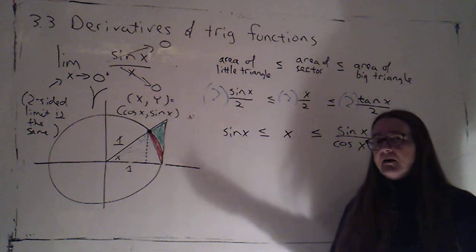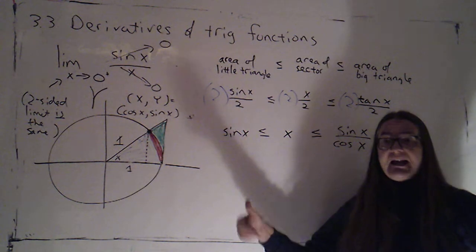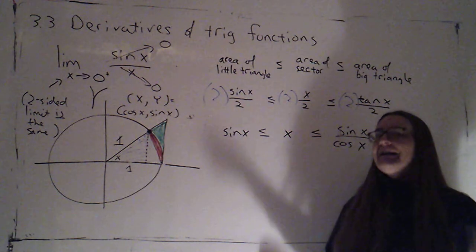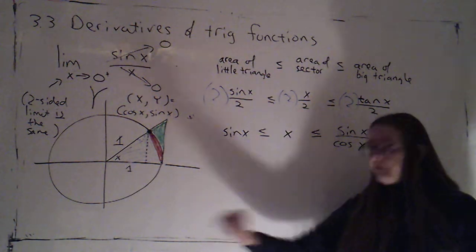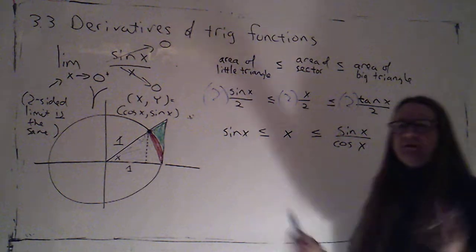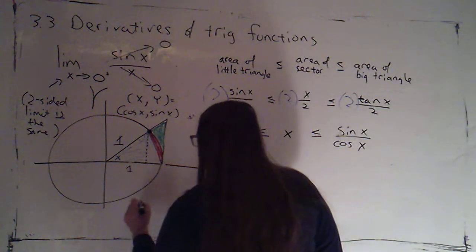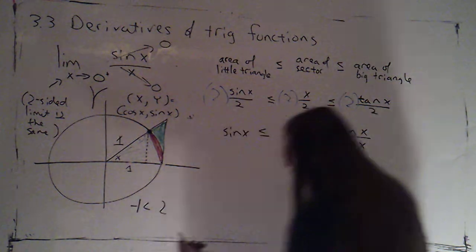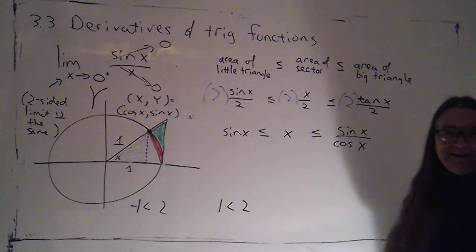If I've got an inequality and I want to take the reciprocal to get a new inequality, that's only legal if everything is the same sign. I could do it if everything is positive, I could do it if everything is negative, but I can't do it if I've got mixed signs. Let's just compare things. I know that negative 1 is less than 2. Okay. I also know that positive 1 is less than 2.